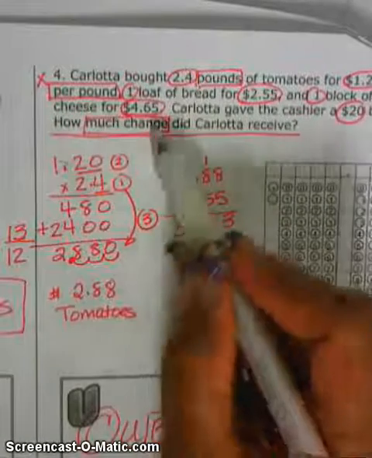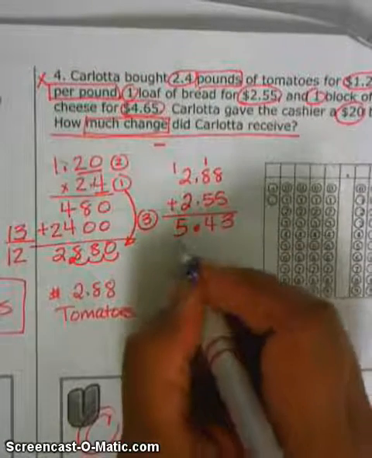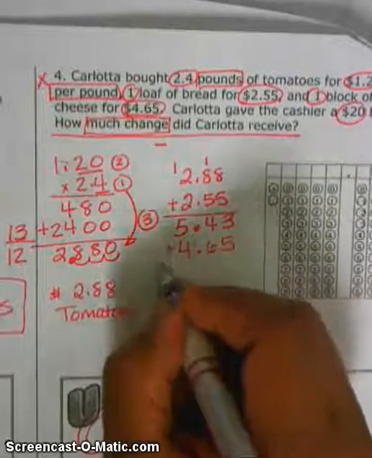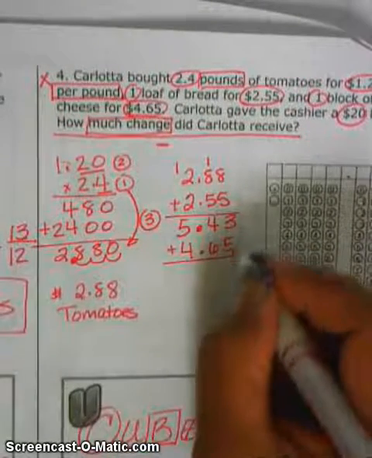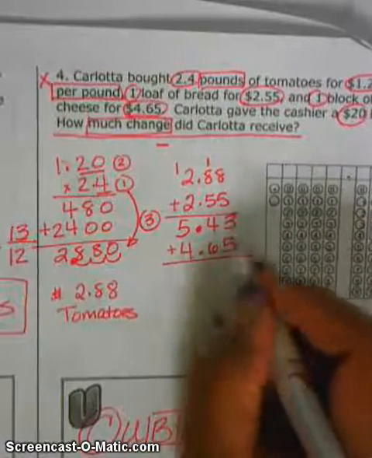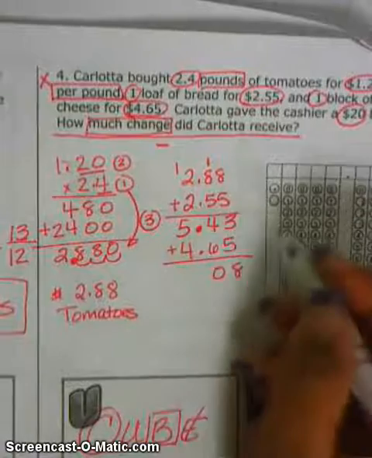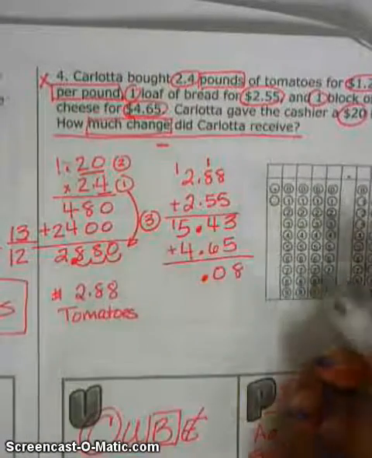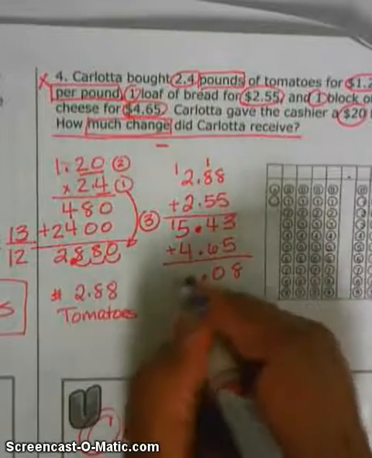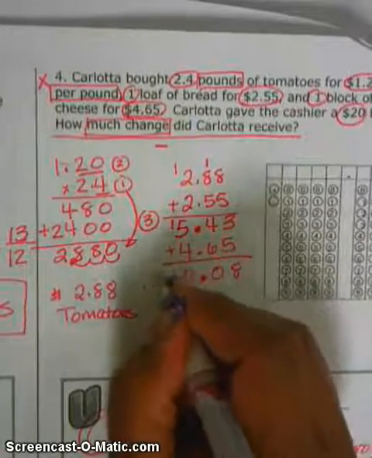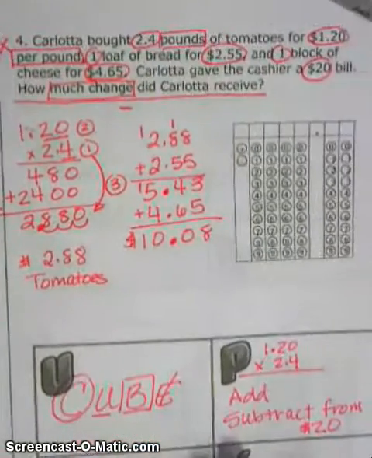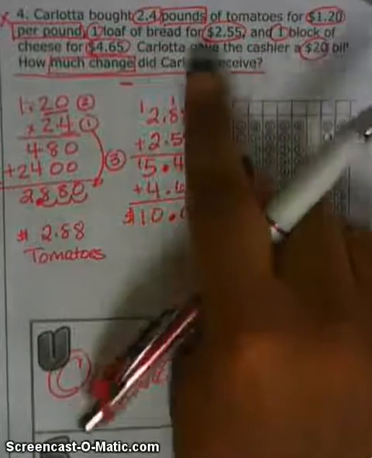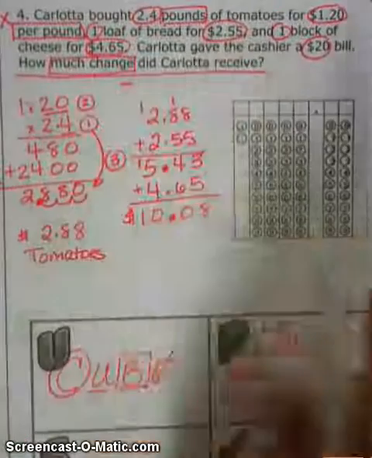Okay, so now I'm going to go back and grab the block of cheese. So that was $4.65. Again, I am adding, my decimals are lined up. 5 plus 3 is 8. 6 plus 4 is 10. So I'm going to put my 0 down and carry my 1. I'm going to place my decimal. 5 plus 4 is 9 plus 1 is 10. So my total purchase is $10.08. But she gave the cashier $20, and I need to find out how much change she received.